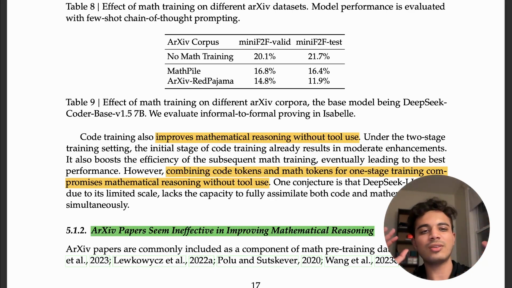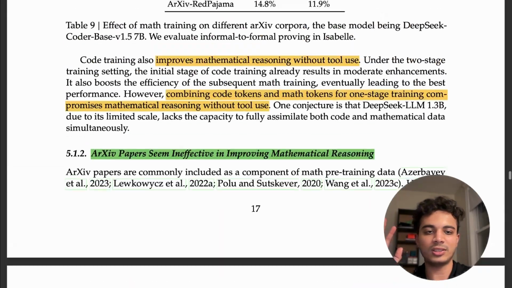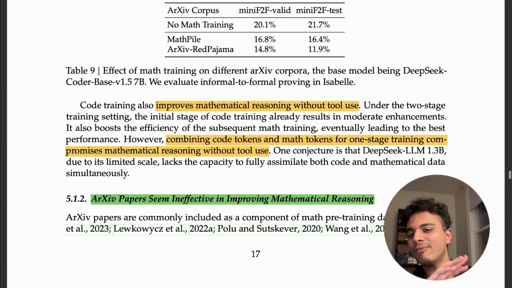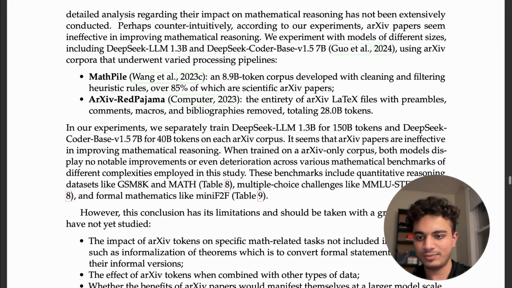Just because it's a very small model, it has very few trainable parameters. It could be possible that it is not able to fully understand the code and mathematical data altogether. So fair enough, we totally understand. We find that your DeepSeek LLM 1.3 is not doing well, so that's fine.